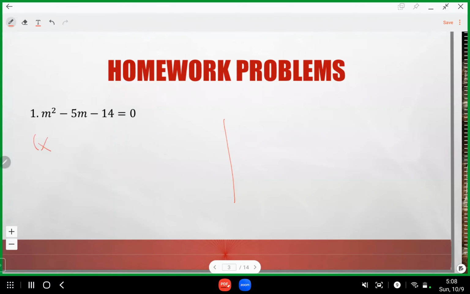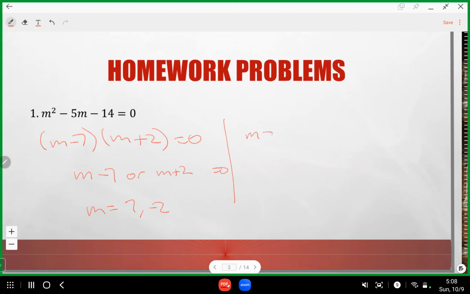You can easily see that it's going to be m minus 7 and m plus 2 is equal to 0. Therefore, you get m minus 7 or m plus 2 is equal to 0, and then you get m is equal to 7 or -2. So it's very fast, right? But we learned about the quadratic formula last class, so let's use that as well.